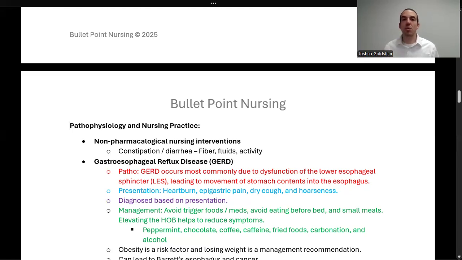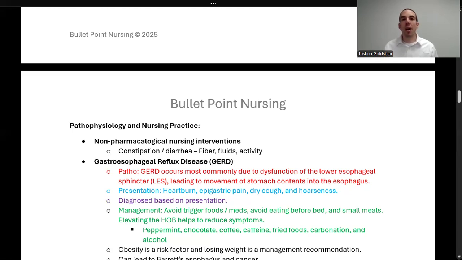GERD is gastroesophageal reflux disease, and it occurs most commonly due to the LES, the lower esophageal sphincter. This is a one-way sphincter that sits at the bottom of our esophagus, between our esophagus and our stomach, and it makes sure that everything that comes down doesn't come back up. Obviously, it does with vomiting, but that's an appropriate function of the LES to allow that. But on a regular basis, it should be one way, one direction, esophagus to stomach. If it fails and stuff from the stomach can come back up into the esophagus, we end up with a problem.